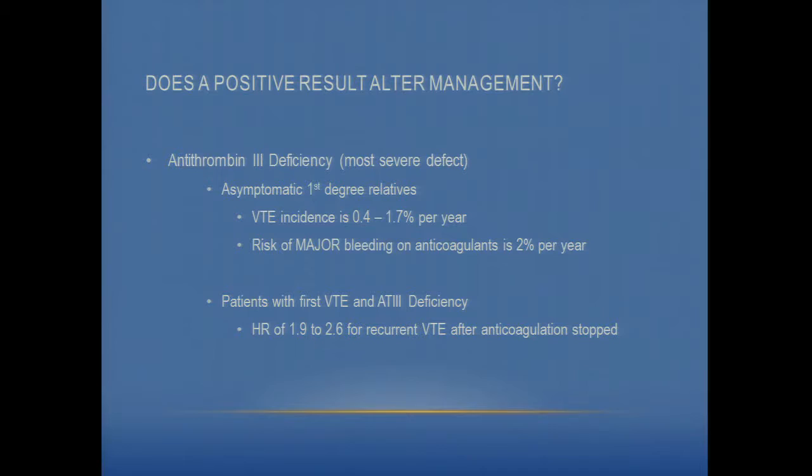Okay, so that's for asymptomatic people. What about people who've already had their first venous thromboembolism and have known AT3 deficiency? So they had a clot, we tested them, we found something, great. Now we know they're at risk for having recurrent VTE. So we treat them for the appropriate amount of time, and the hazard ratio for them to have a recurrent VTE after we stop anticoagulation is somewhere around 2 to 2.5. Now that's pretty significant. And so this is a case in which maybe it's more of a slam dunk to keep this patient on anticoagulation longer.